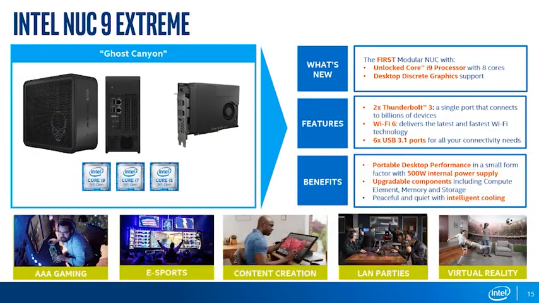So regarding the Ghost Canyon, NUC 9 Extreme, it is targeting extreme gaming, extreme esports, content creation, and virtual reality. You can find the chassis with the skull on the top, on the cover. And except for the compute module installed inside, you can install a desktop discrete graphics card, and you can install quite a big amount of additional storage.